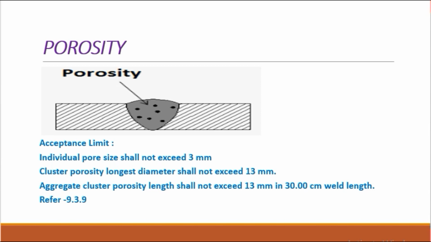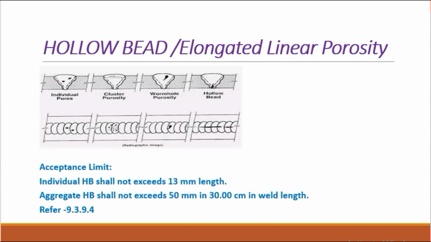And aggregate cluster porosity length shall not exceed 13 mm in 300 mm of weld length. So aggregate cluster porosity longest diameter is 13 mm, and it should not be exceeded in the aggregate, in 300 mm of weld length. This is the acceptance limit.